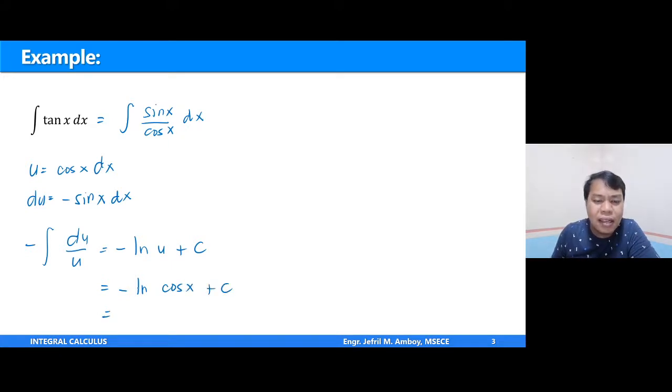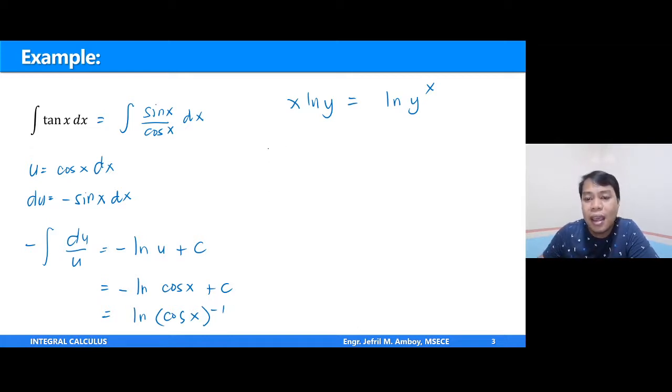Okay. So, para magandang tingnan at mawala itong negative sign dito, gawin na lang nating exponent yan. Di ba x ln of y is the same as ln of y raised to x? Kaya ang gagawin natin, ln of cosine x raised to negative 1. Or, para mo na rin sinabi na yan ay ln of 1 over cosine x plus c. But what is the reciprocal of cosine x? The reciprocal of cosine x, of course, is secant x. So, ln of secant x and then plus c.